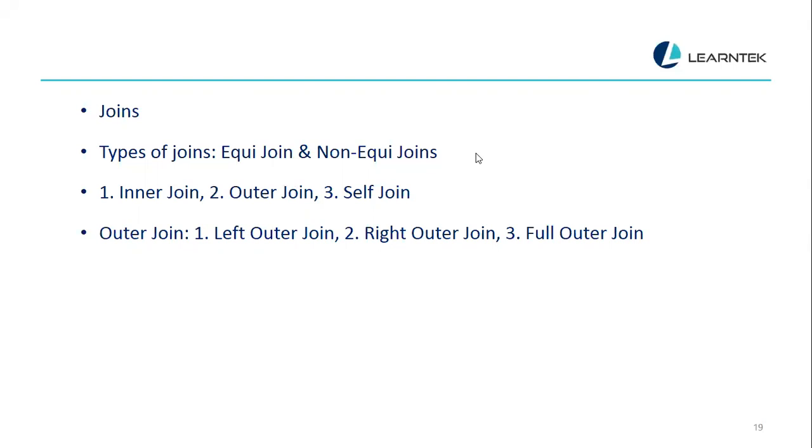These are the three types that all these join types are divided into. There are two join types based on the join condition, and they are further divided into three types. One is inner join, one is outer join, and the other one is self join. This outer join is divided into three more types: left outer join, right outer join, and full outer join. These are the different types of joins that we can define in Tableau.